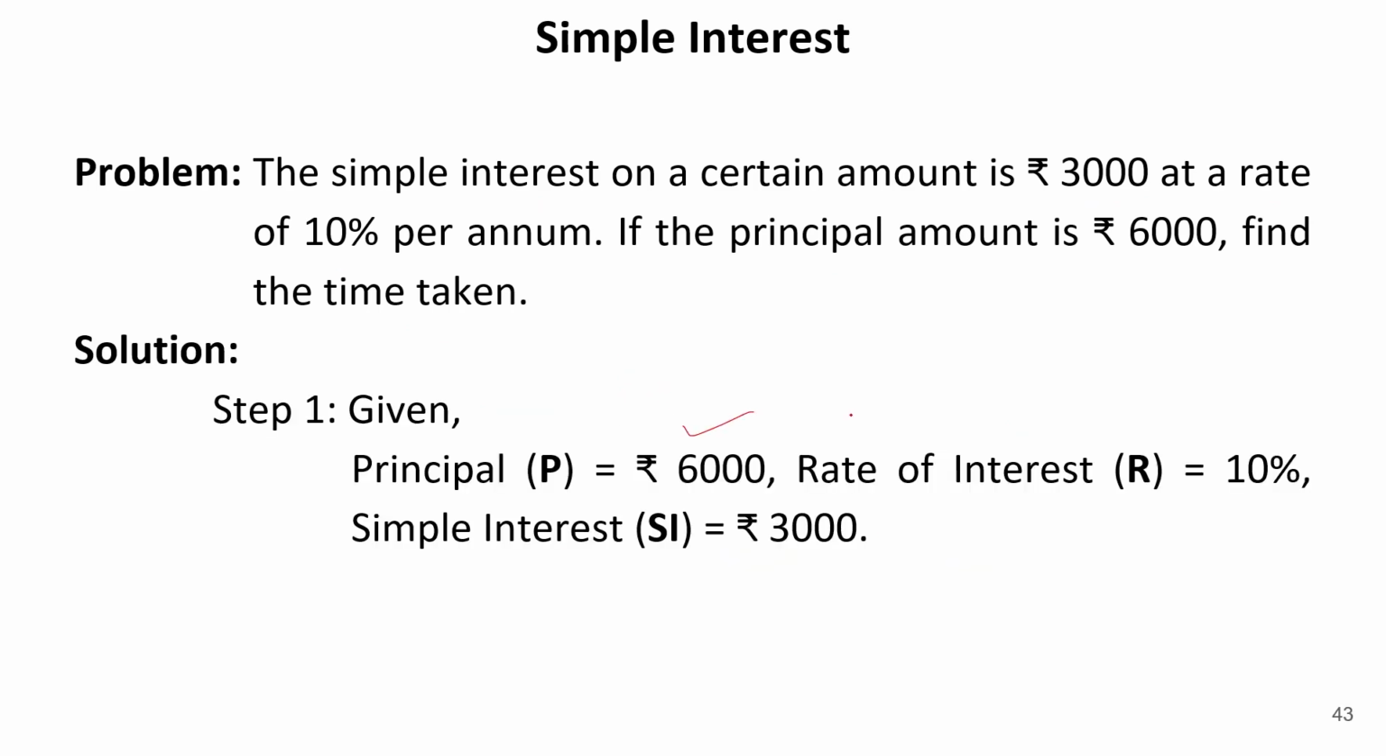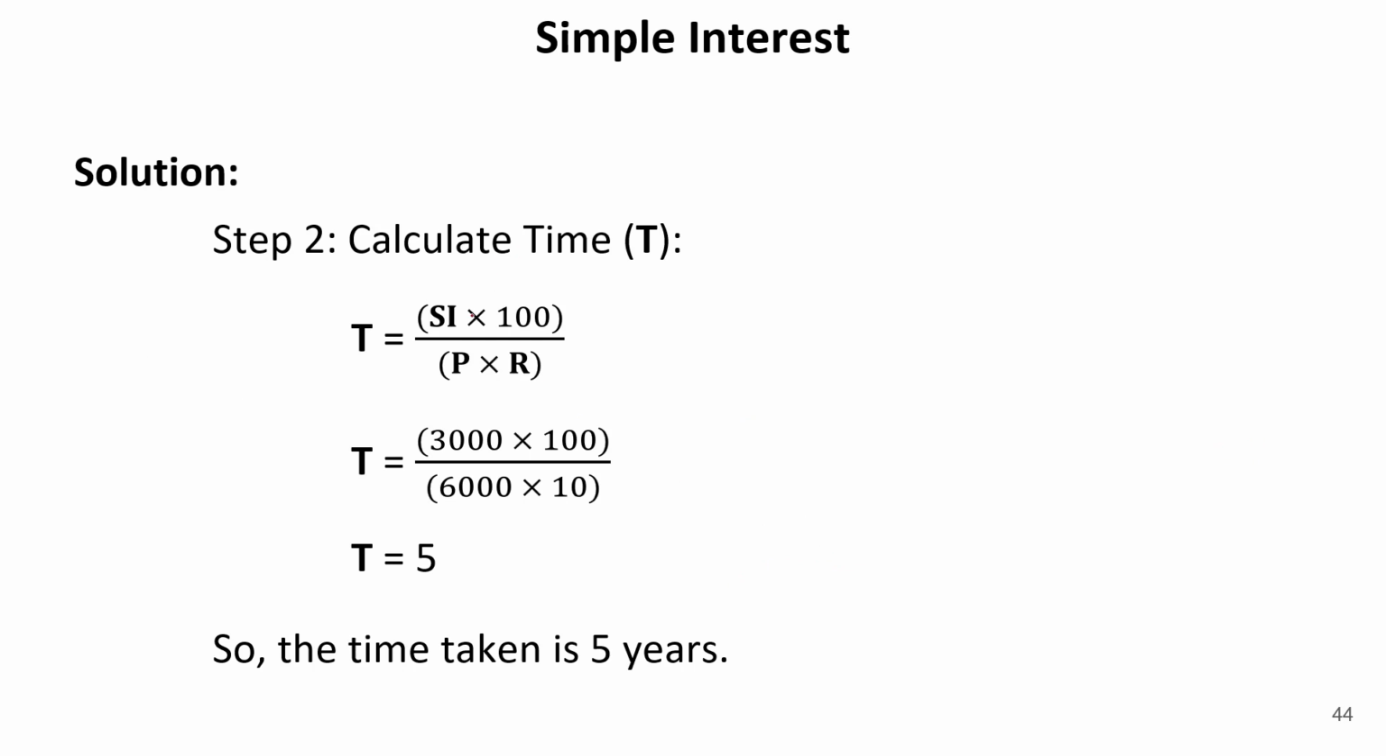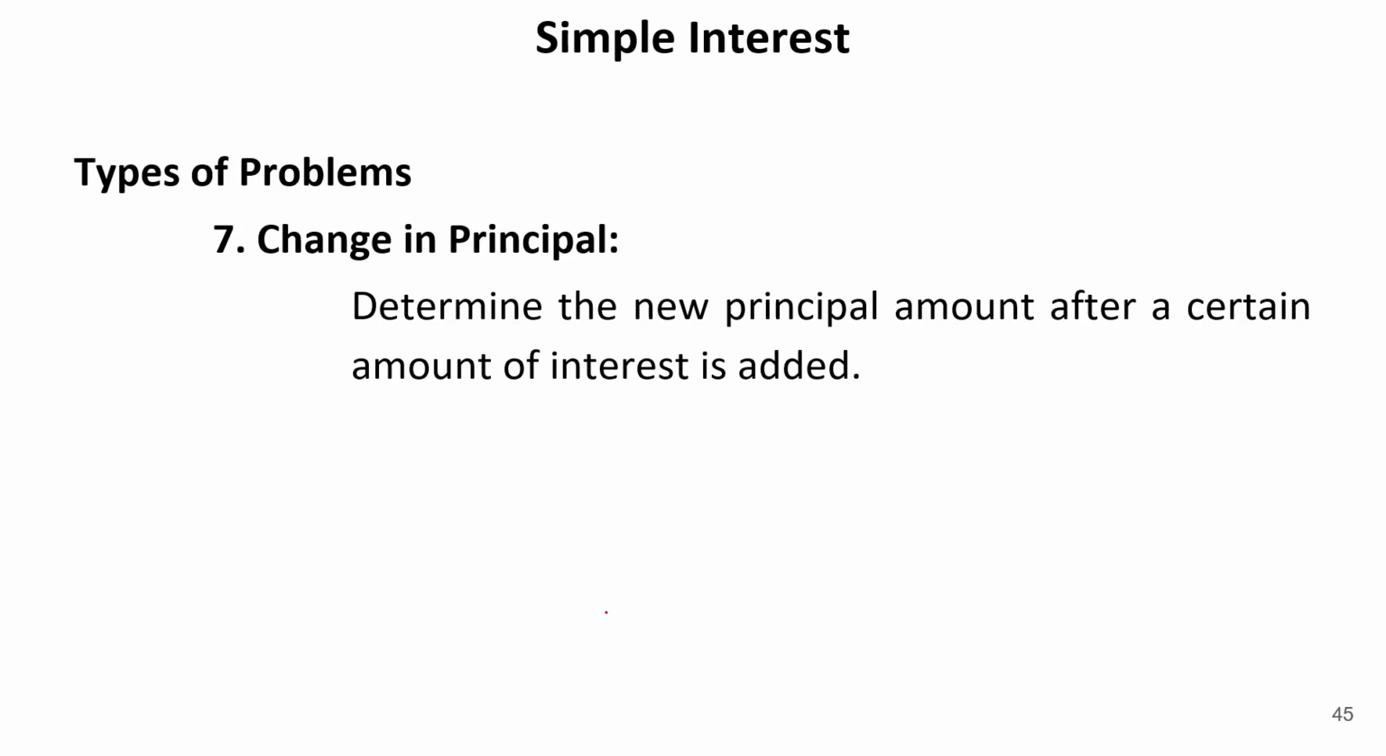So principal amount was 6,000, rate of interest is equal to 10%, and simple interest was 3,000. So calculating time, T is equal to SI into 100 by P into R. So 3,000 into 100 whole by 6,000 into 10 is equal to T, which is 5 years. So the time taken is actually 5 years in this case.